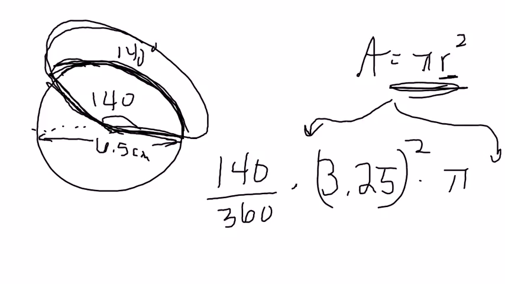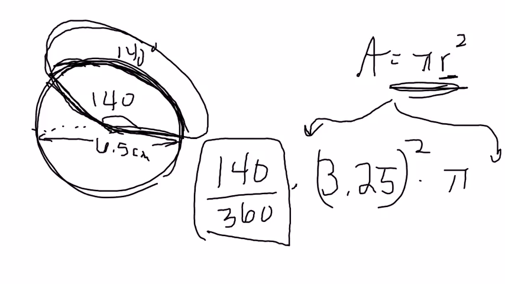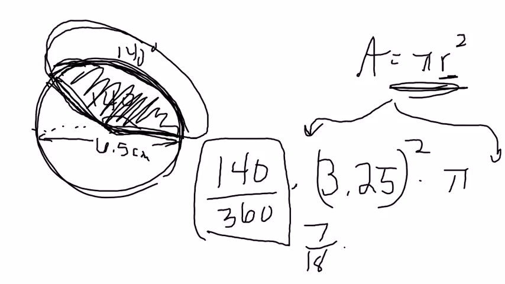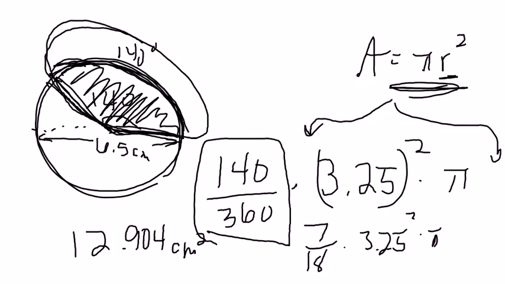Okay, that's my area formula, but I need to get a portion of that full area, because I don't want the full circle. I just want this part right there. So how much is that part? So I have 140 over 360, which reduces to 7/18 times 3.25 squared times pi. And that's going to give me approximately 12.904 centimeters squared. So I just round off to 12.9 centimeters squared. I'm still dealing with area, so I have to put my units in square units.